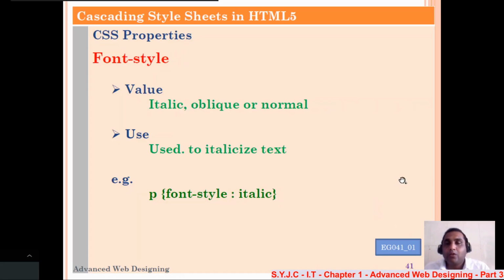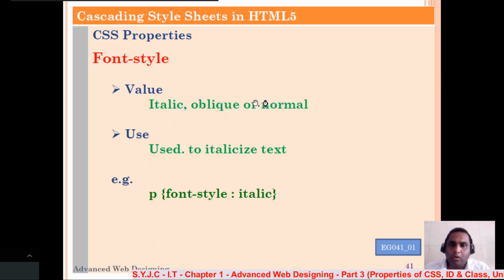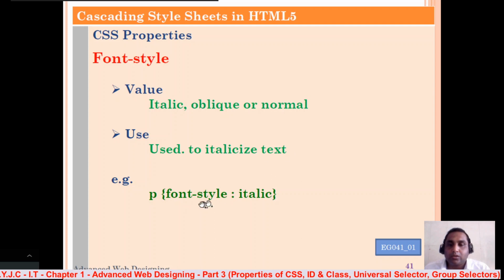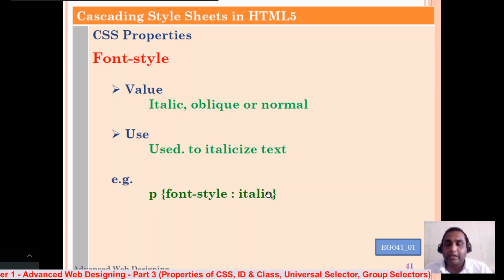Next property, font style. There are three values for font-style: italic, oblique, or normal. Italic and oblique are almost the same. Slanting text will be displayed. It is used to italicize the text. Font-style equals italic. This is how we give it.